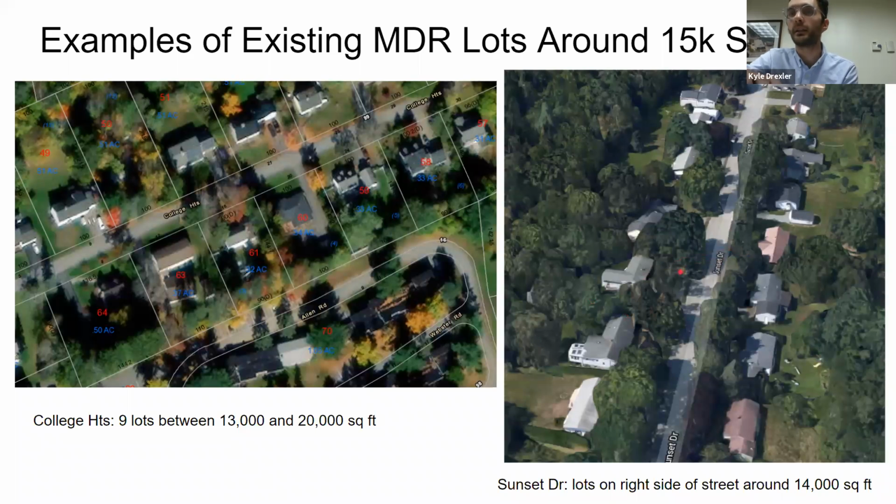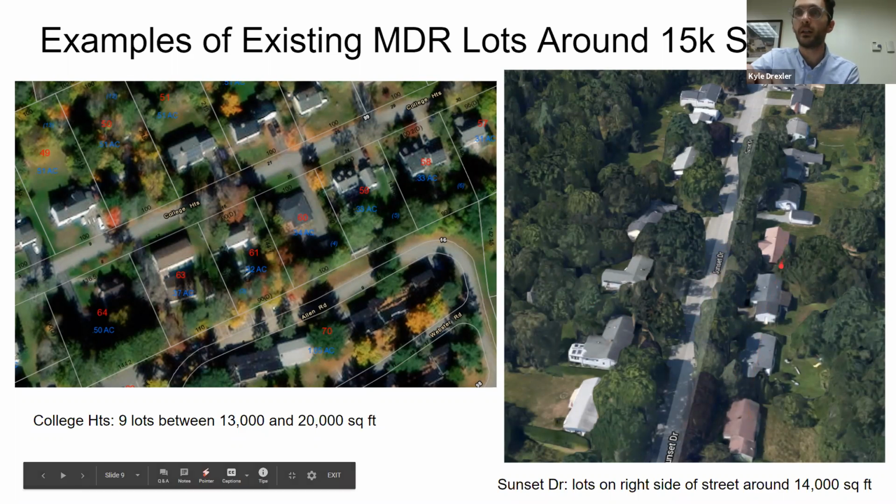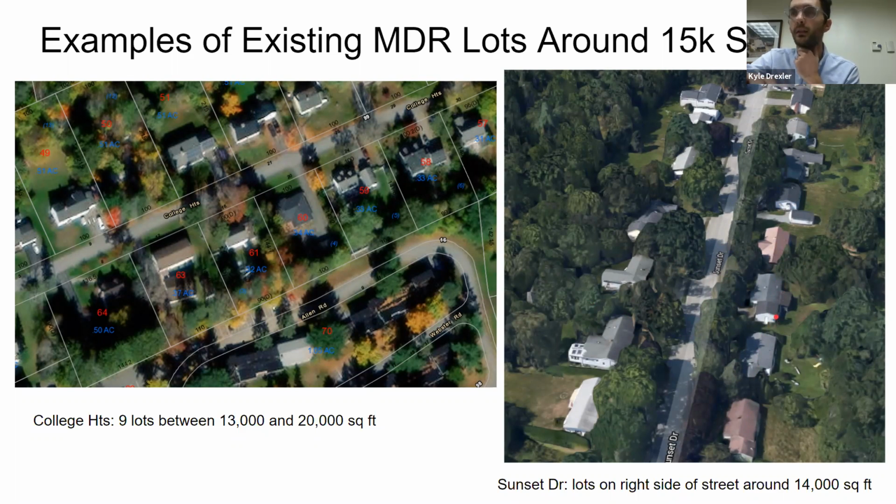And on the right side here, again, you have this time Sunset Drive, and pretty much all of the lots on the right side of the street, until you get to the very end of the street, are a little over 14,000 square feet. So again, primarily single family homes.